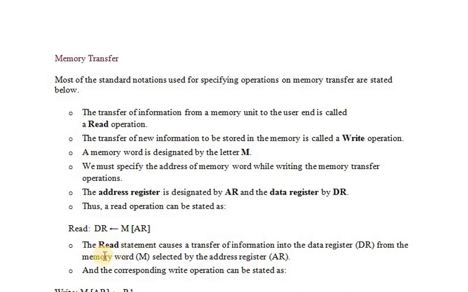Now we are going to see that the read statement causes the transfer of information into the data register DR from the memory word M selected by the address register. So from the address register we are going to transfer the information to the data register. This arrow mark indicates the transfer. In C programming we use the assignment operator; likewise here we are using the arrow mark. And the corresponding write operation we will see.